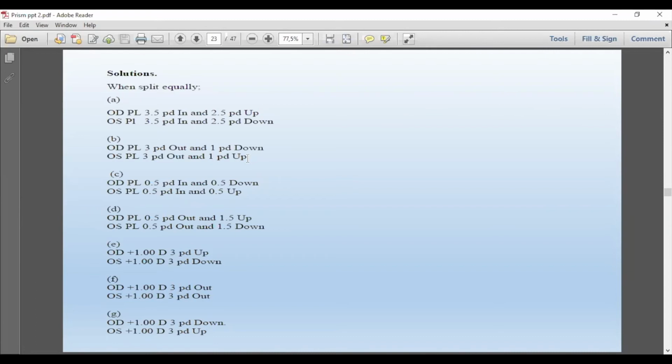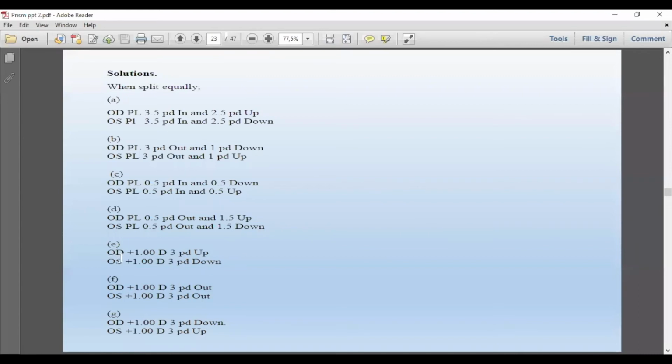Now, what you're going to find, these are also just split, where right eye half prism in, 0.5 down, 0.5 up. You can see they're equally split. Can you see that? Yes. All of these are split equally. So here, you've done this one, 0.5 out, 0.5 out. Your total over there is 1 out, but you're splitting in half. And over here, 1.5 up, 1.5 down. Your total over there was 3. Can you see that? Yes.